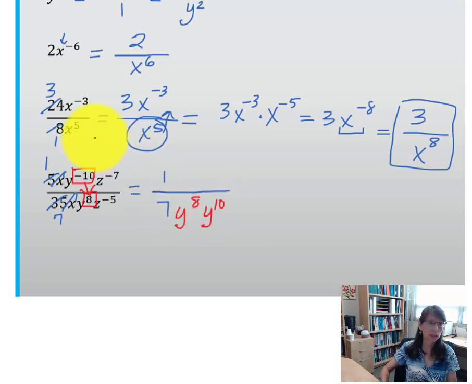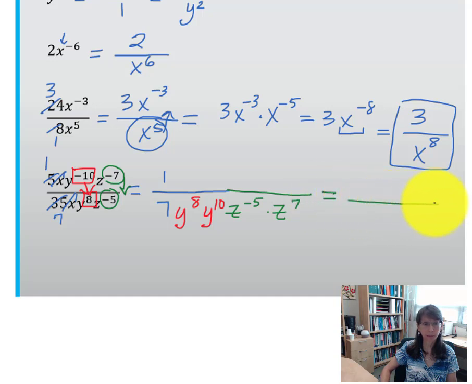Now let's use that same process for base of z. I'm comparing a negative 7 with a negative 5. Negative 7 is smaller, so z to the minus 7 is the term that shifts. So I already had z to the minus 5 in the denominator, but now z to the positive 7 will also be in the denominator. And now we're ready to simplify.